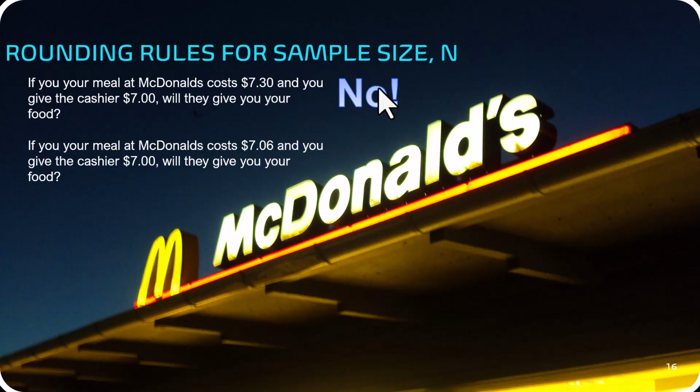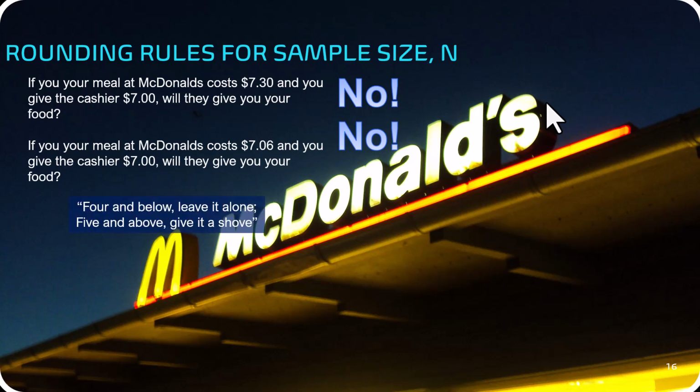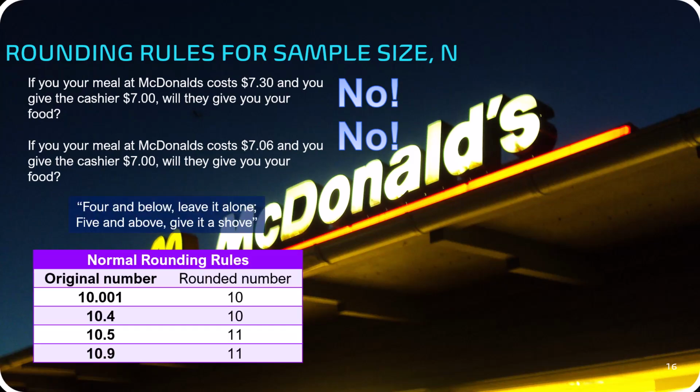Well, they might. They might be like, oh, it's 6 cents, don't worry about it. But legally, they have every right to deny the food to you, right? Because you really haven't given them enough money. So recall our normal rounding rules, right? 4 and below, leave it alone; 5 and above, give it a shove, something like that.